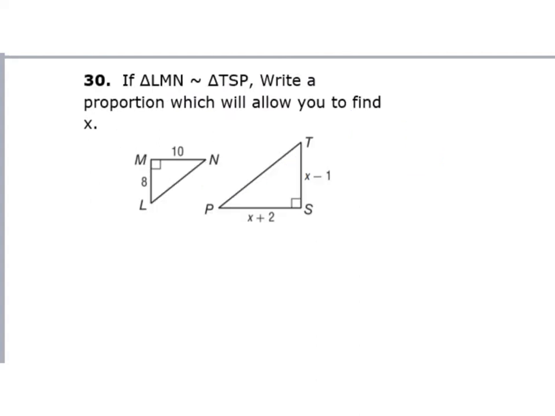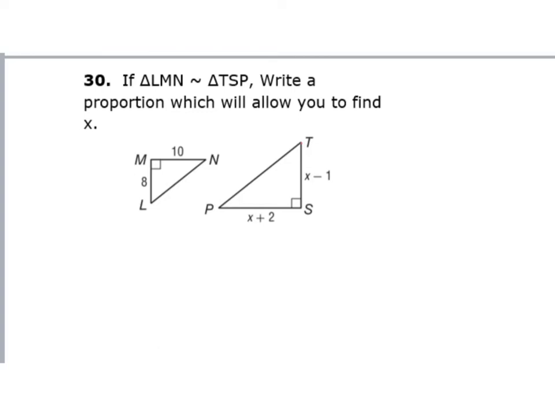Number 30. If triangle LMN is similar to triangle TSP, write a proportion which will allow you to find x. So if you notice, my triangles have kind of been rotated around. So I do need to look and make sure I get the right sides together. On the last one, you could kind of just not have to look at it and you'd have been okay.